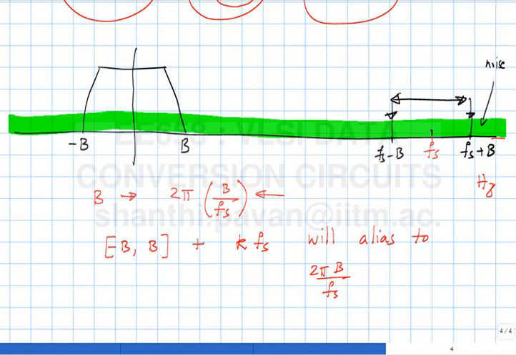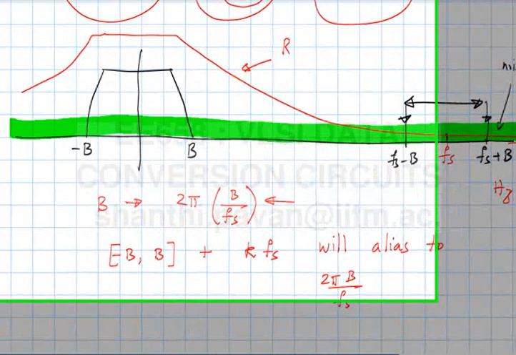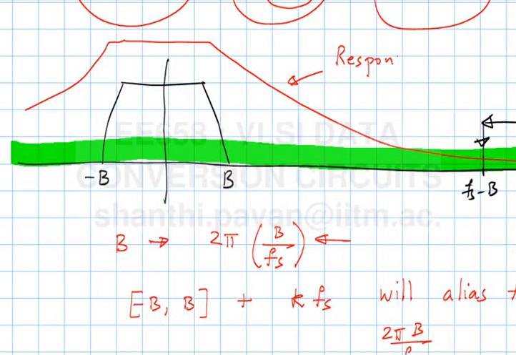Yesterday, what did we say that we should do to avoid this problem of noise folding back into the signal bandwidth? You put an anti-alias filter. So this is the frequency response of the anti-alias filter.